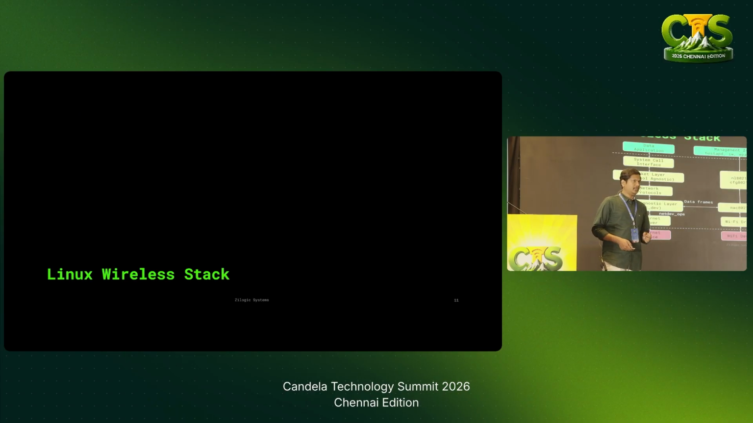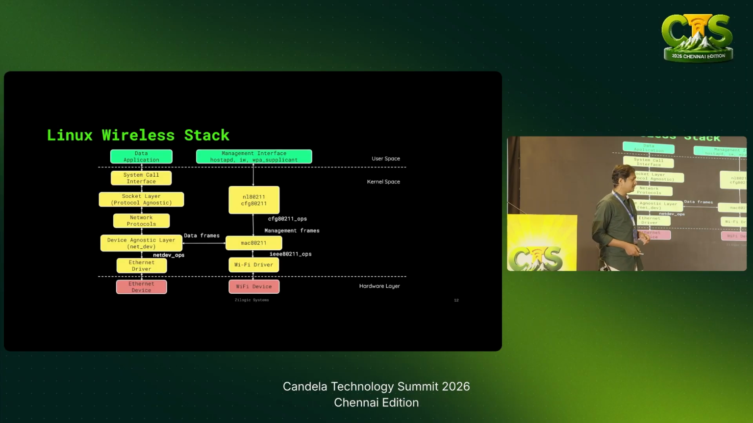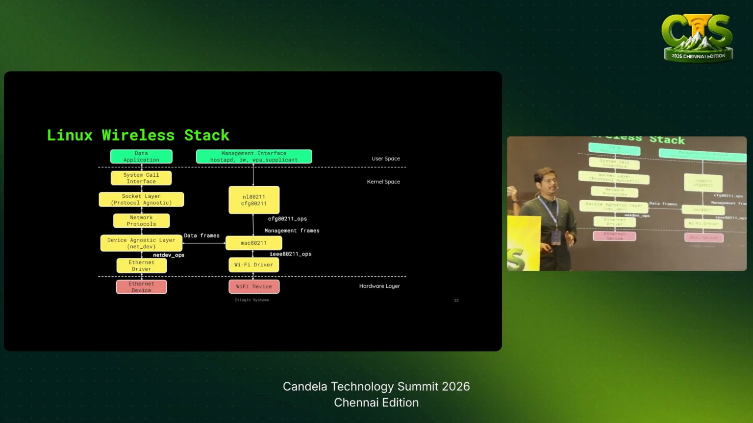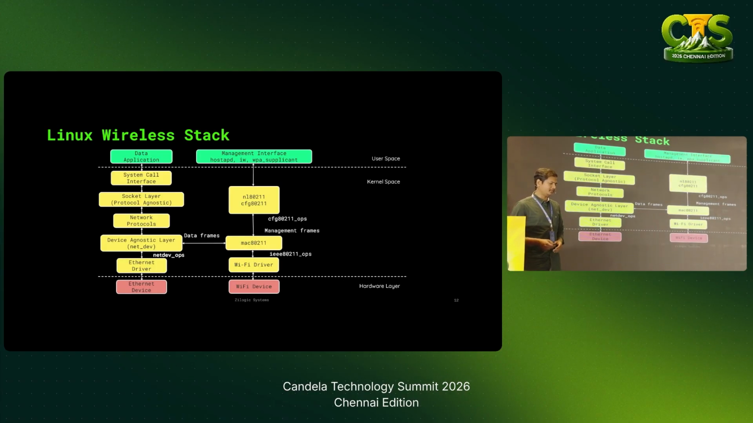So let's move on to the Linux wireless stack. This is a typical Linux wireless stack of softmac based devices. So here on the left side, we have the Ethernet driver with the network stack on top of it. Up to the point where you have the protocol agnostics and the network protocols, we have the network stack. And below that is an Ethernet driver and the Ethernet device. On the right side, we have all the components of the wireless stack.